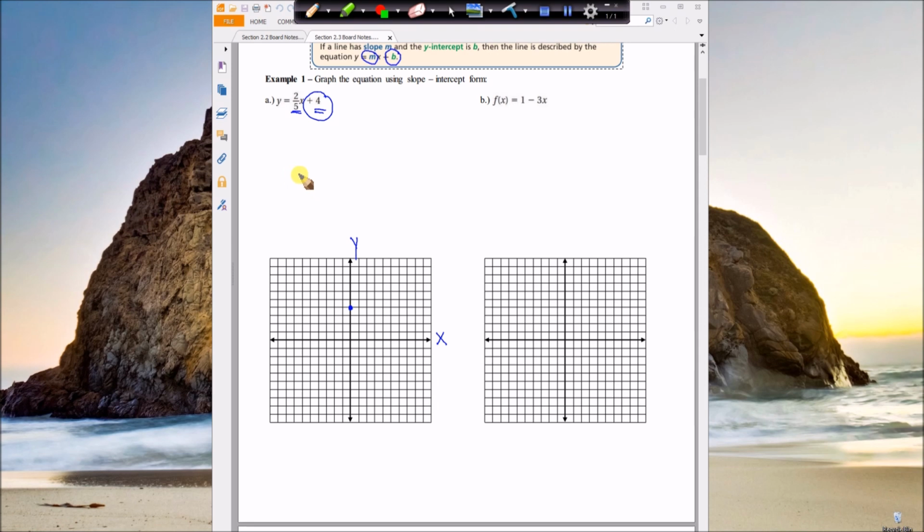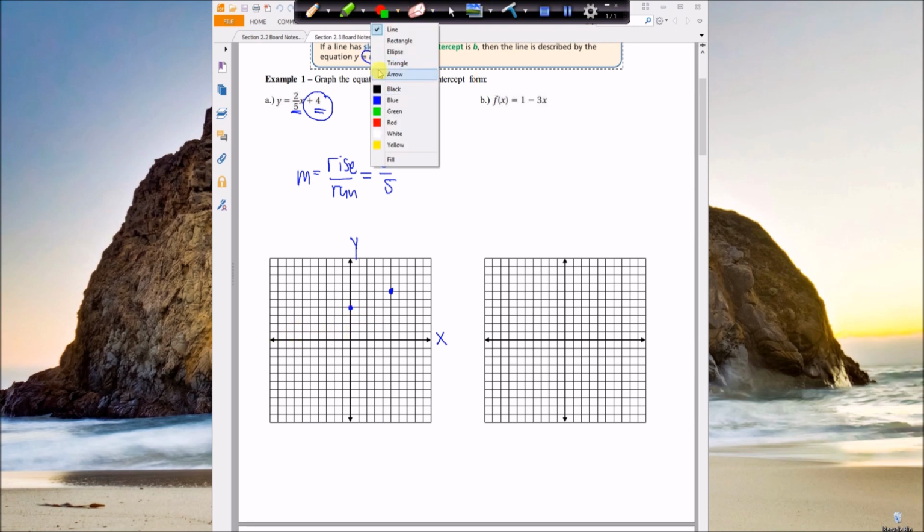Remember, slope is rise over run, as we saw in the previous lesson, and so in this case 2 over 5 means from B, from my y-intercept, I rise 2 and run 5. So from my y-intercept, I rise 2 units, and I run 5. 1, 2, 3, 4, 5. And there's my next point. Okay? So all you need to graph a line is really 2 points.